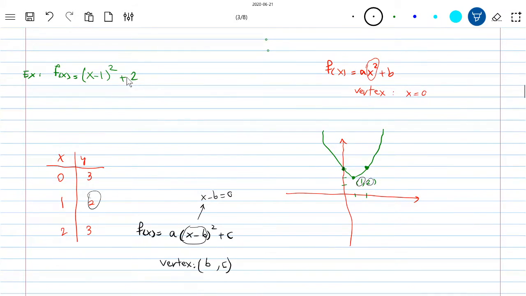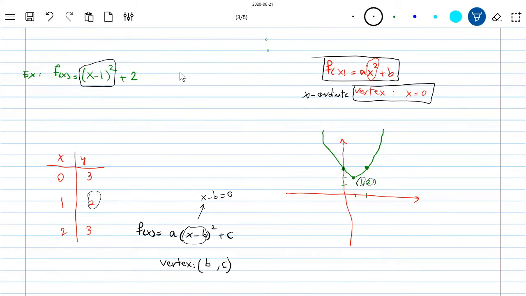Okay, here's one example where the vertex is not at 0. The original case that we discussed is ax squared plus b, and we said the vertex happens to be at x equal to 0. This is the x coordinate of the vertex. What if instead of ax squared plus b, it was some constant subtracted from the x value? So instead of x squared, it was (x minus 1) squared.